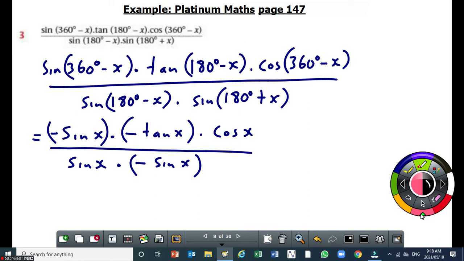Remember your CAST diagram. This is the first quadrant, all three trig ratios are positive. This is the second quadrant, only sine is positive. The third quadrant, only tan is positive. The fourth quadrant, only cos is positive. So in terms of mark allocation, this will be 1, 1, 1, you get 5 marks here in total. So the whole question might be 6 or 7 marks, and 5 of them are just the use of the reduction formula.